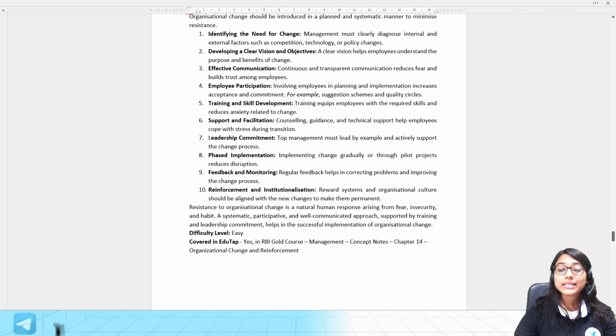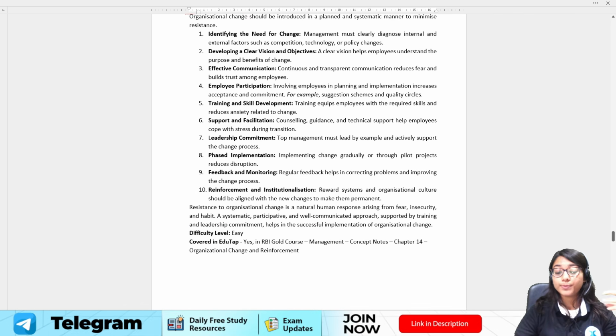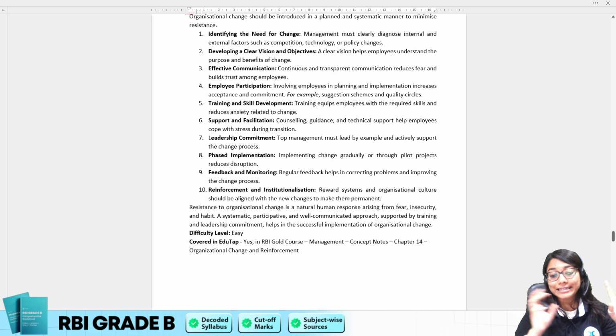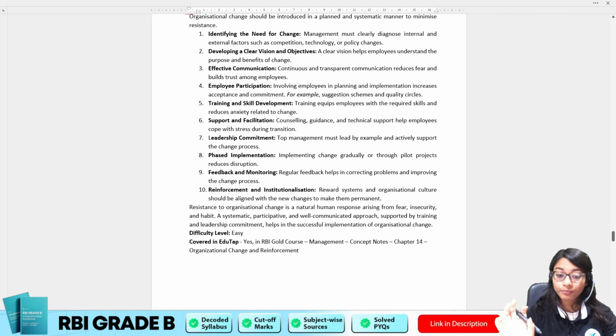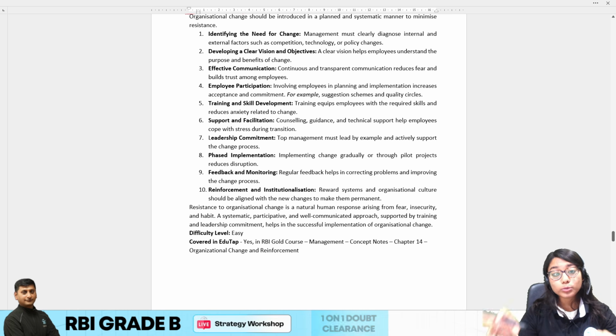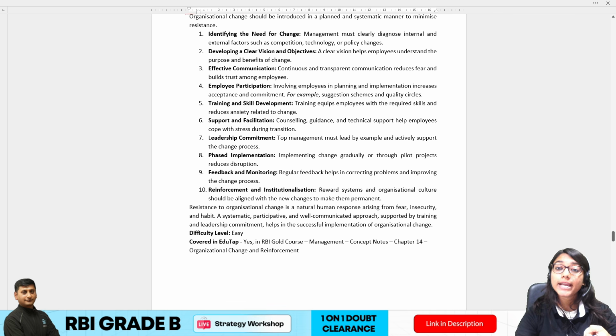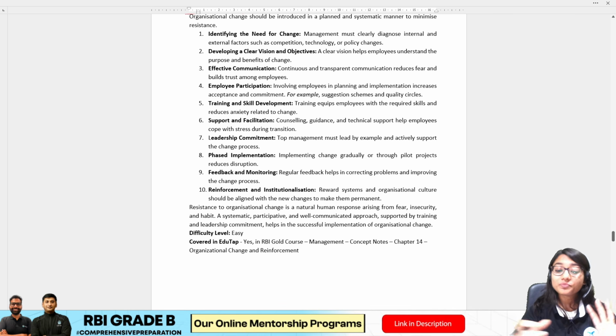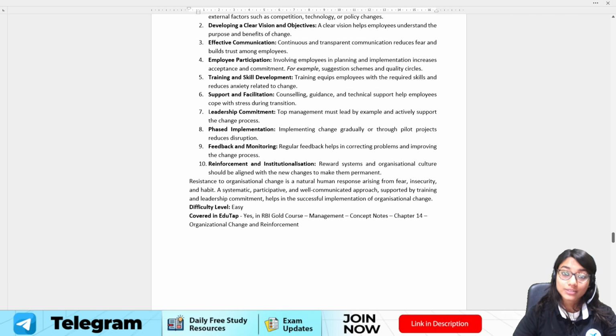And finally, just end with a conclusion, which must be optimistic, and will synthesize everything which we have written. Resistance to change is natural, it's normal because of certain factors. What we have to do is use a systematic and a planned approach to bring this change. Why? Because change helps us in what? Growth and survival of the organization. So with this, this is the way we are supposed to answer this question.